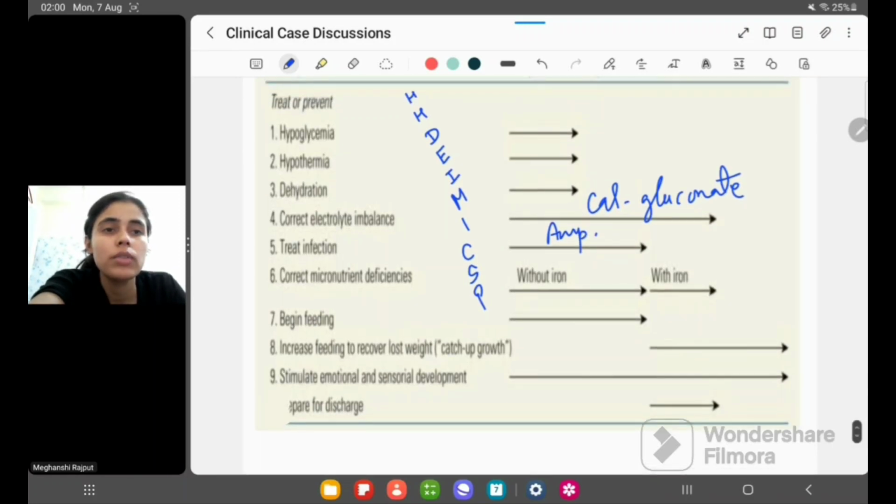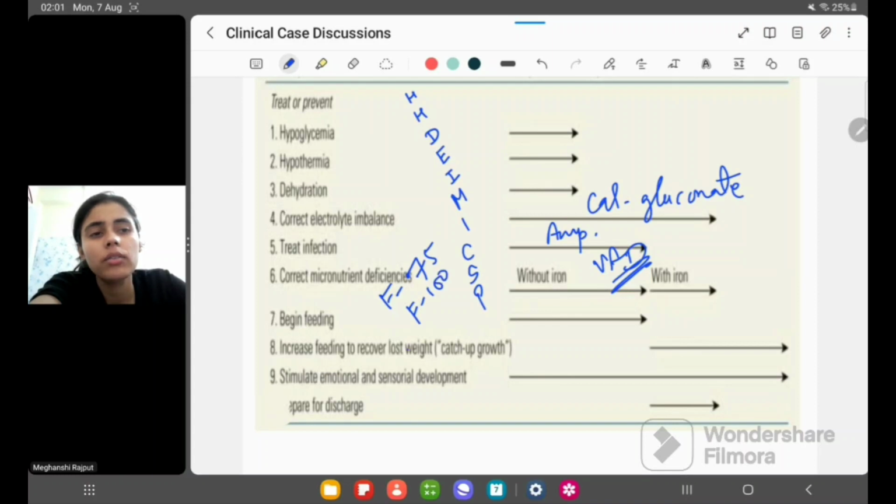Then we treat the infection, and after treating the infection, we correct for any micronutrient deficiencies, with iron and without iron. Firstly without iron, and then we will add the iron later on after 7 days. Vitamin D can be corrected. Then we will start the feeding. So we start the feeding with F-75 and F-100 diet. And while we are discharging, we also start ready to use therapeutic feeds. Okay, so these are the feeding guidelines.